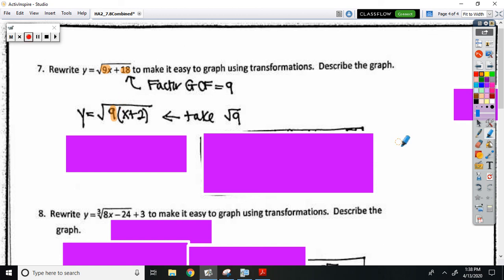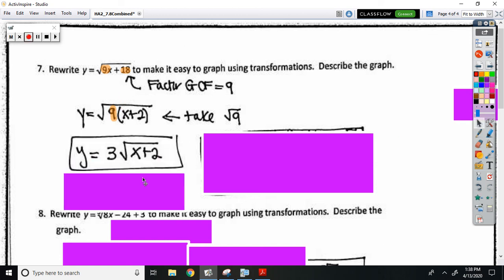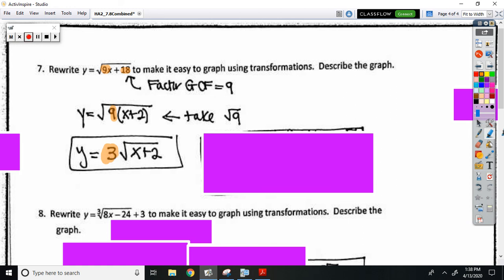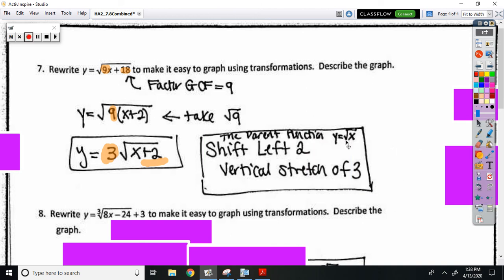The square root of 9 is 3. That 3 will come out front. That is now described as a stretch. Okay, so this would be a stretch of 3. And then the plus 2 tells me to shift what direction? Left. Good, so the parent function y equals the square root of x has been shifted left 2 with a vertical stretch of 3.